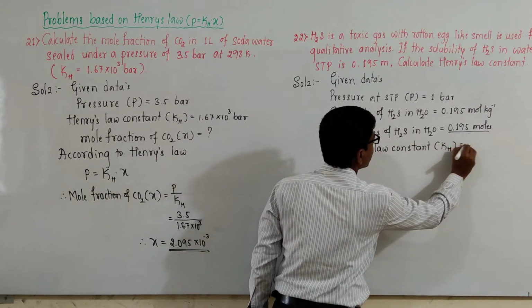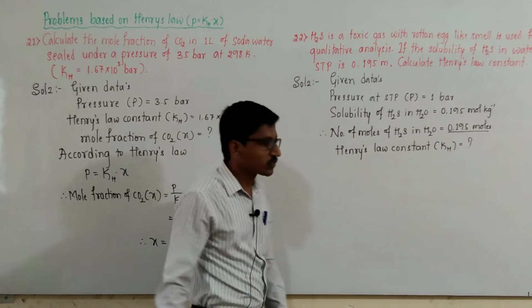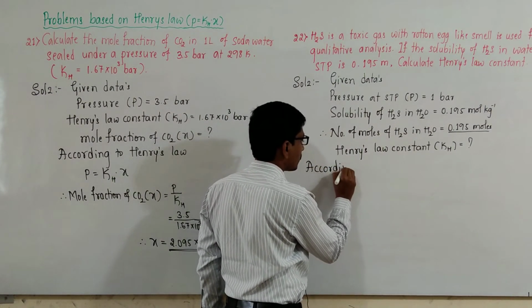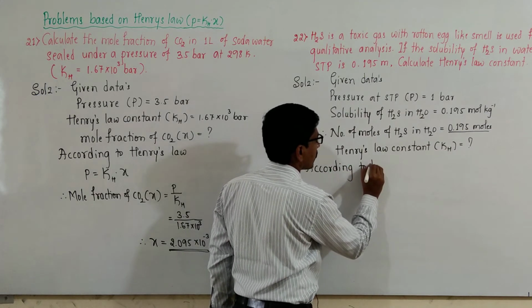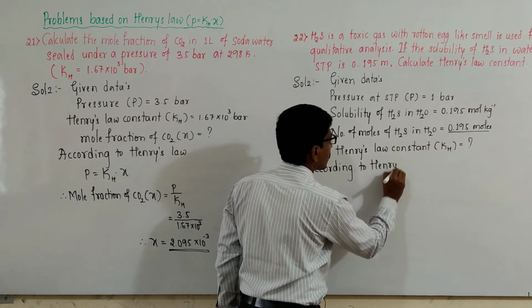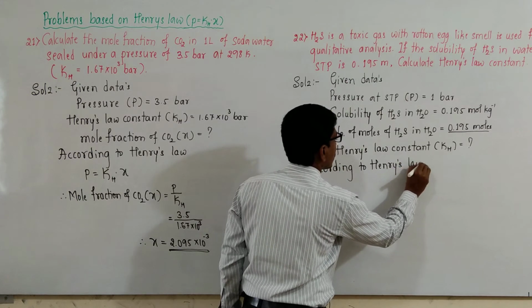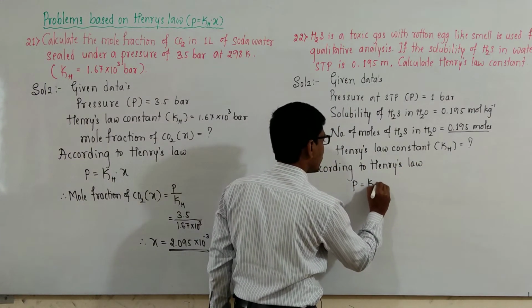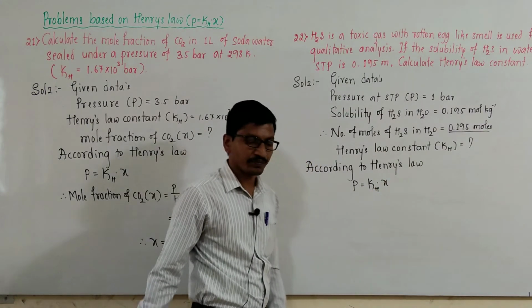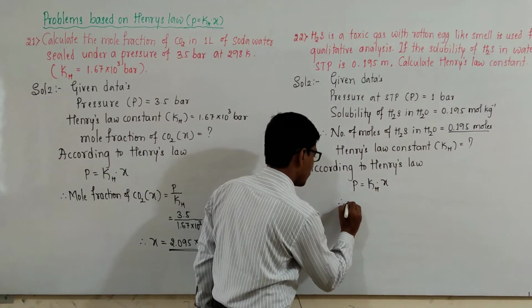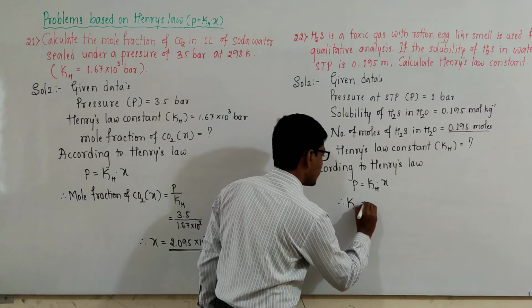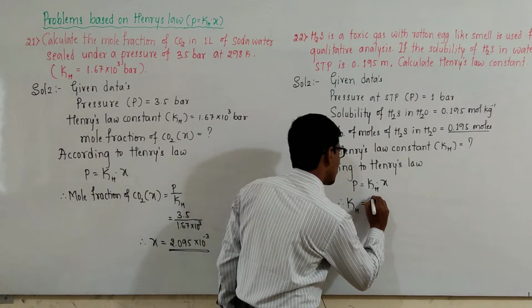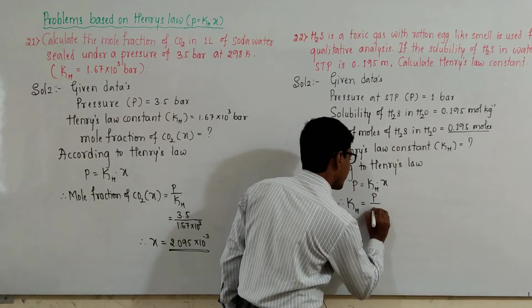kH is to be calculated. According to Henry's law, P is equal to KH into X. Here we need KH, so rearrange this into KH equal to P by X.